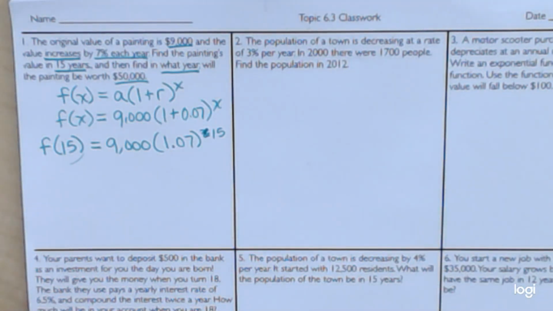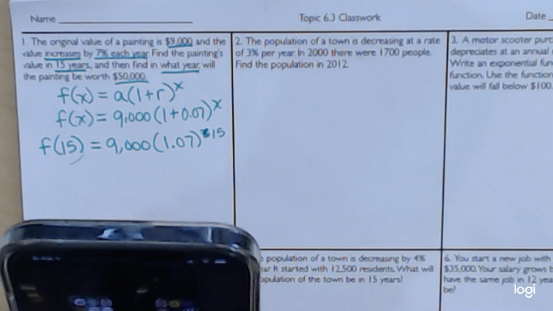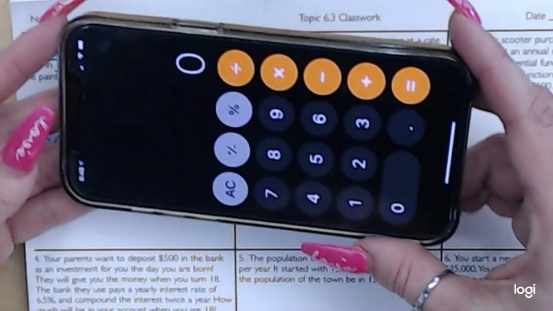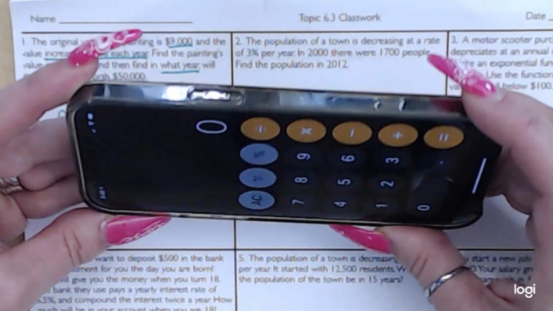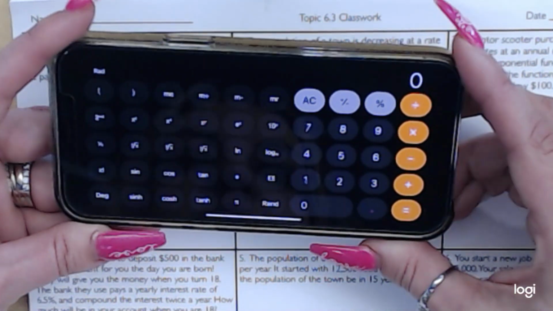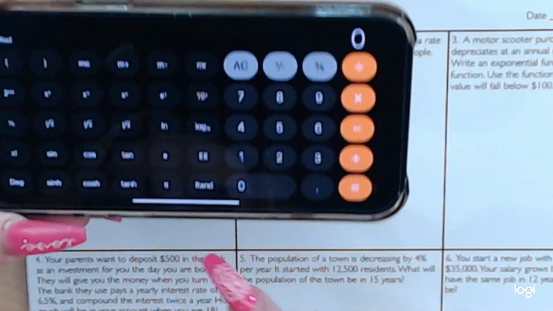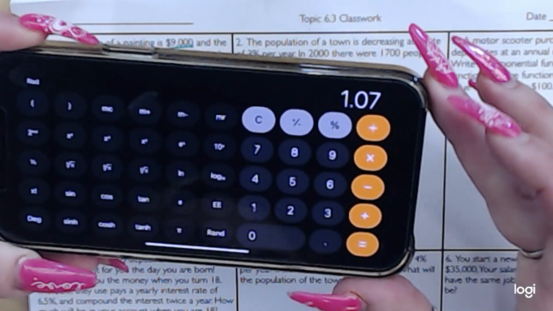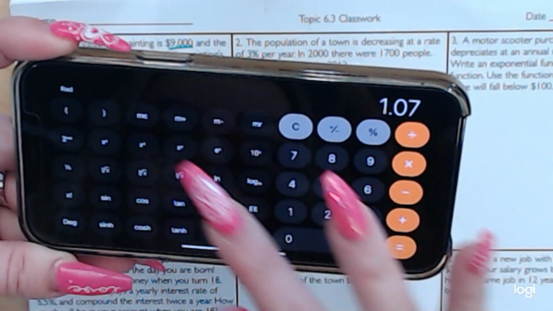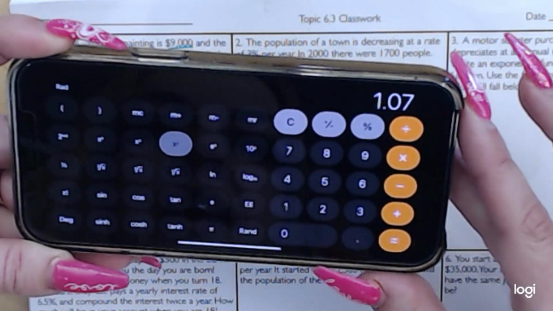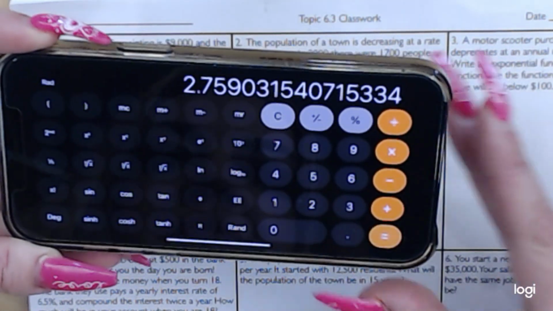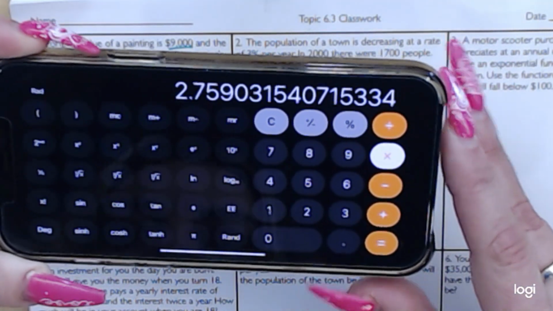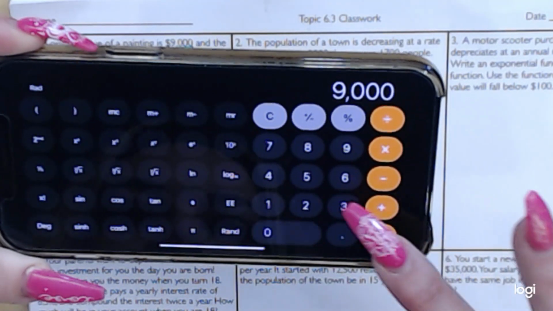So now we're just going to do some work on the calculator. Now if you're using your phone, you're going to want to turn it this way, right, to get it to where you have your functions the way you need them. So first you're going to do your base number to the power of 15. So we need our x to the y button, 15. So that's how much it is, 15 years, but we got to multiply that times the original value of 9,000.